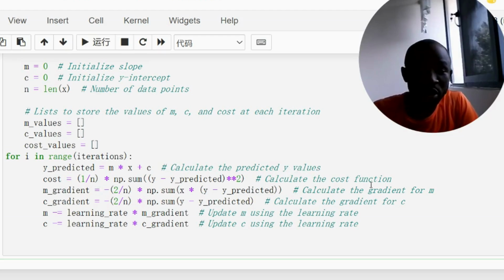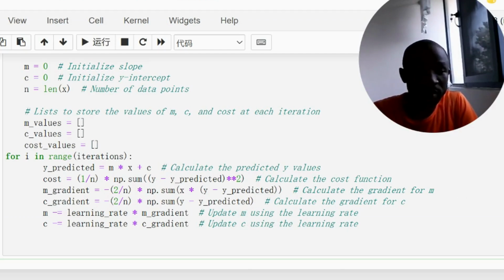So we calculate the cost function, the m gradient. We calculate the gradient for m, the c gradient. We calculate the gradient for c. Are we there? Then m minus learning rate times m gradient. We update m using the learning rate, and c minus learning rate times the c gradient. We update c using the learning rate.